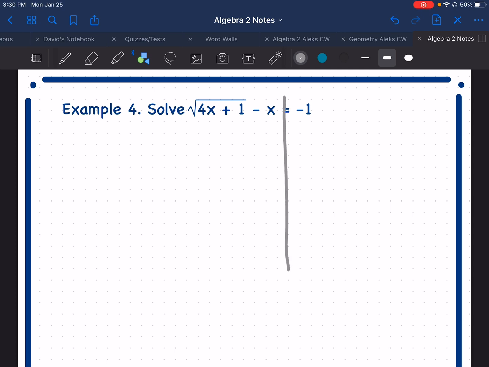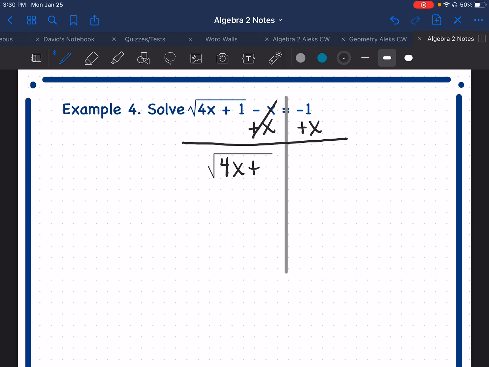Draw that line because it is quite helpful. The first thing I would do is move that x to the other side. I know that seems weird because you have an x, but trust me, that's what you want to do first. Now I have the square root, okay, that's much nicer, of 4x plus 1 on this side, and I have x minus 1 on that side.